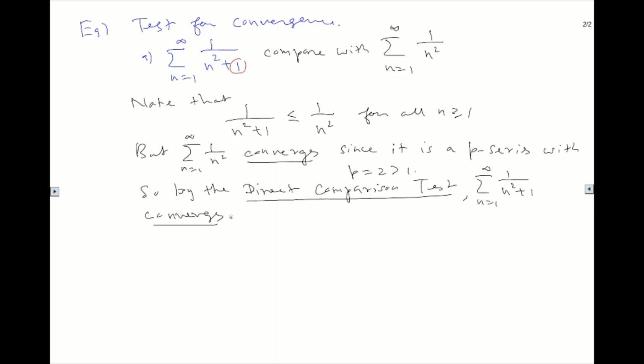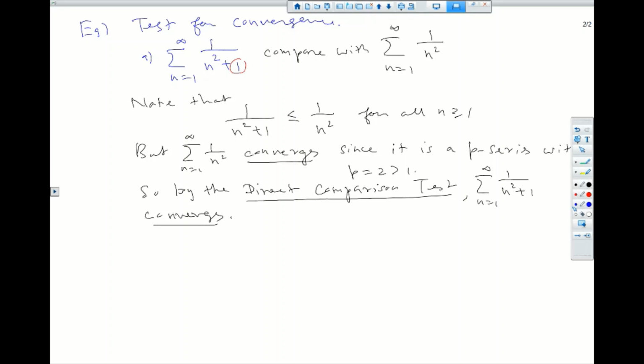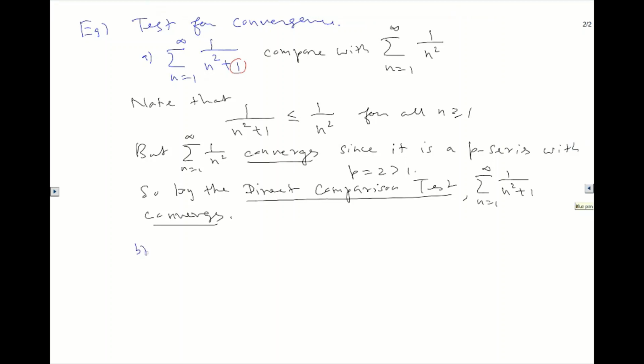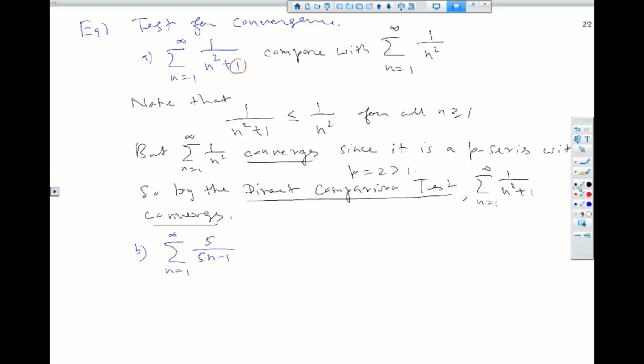How about this one? Number B, the sum from n equals 1 to infinity of 5 over 5n minus 1. If you look at this series, do a mental calculation to simplify it. In the numerator you only see 5, so we leave it. In the bottom you see 5n minus 1. You can ignore the minus 1, and after you remove it you're going to get 5 over 5n. Once you simplify, it is simply 1 over n.